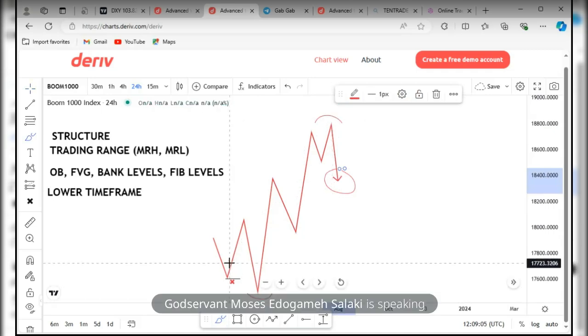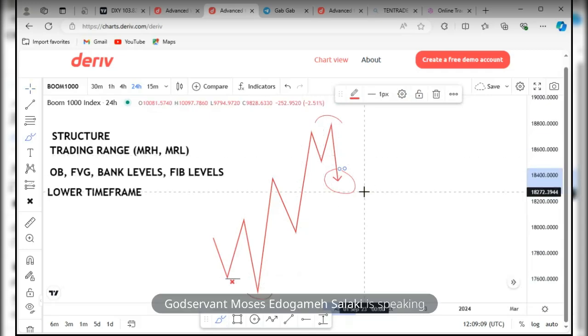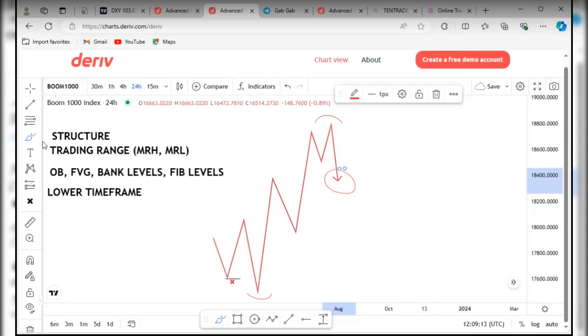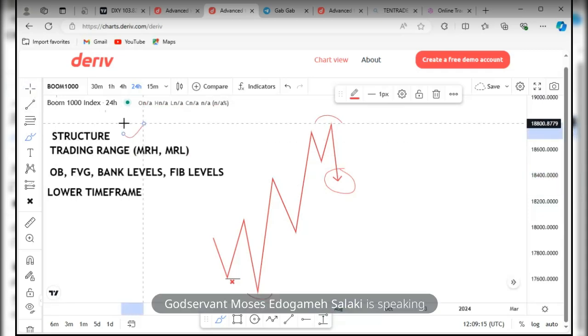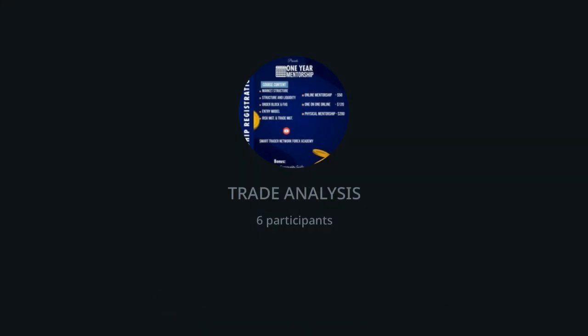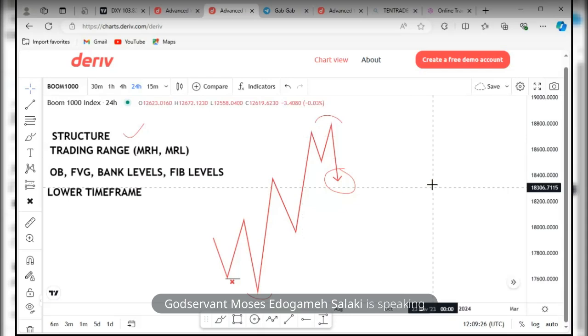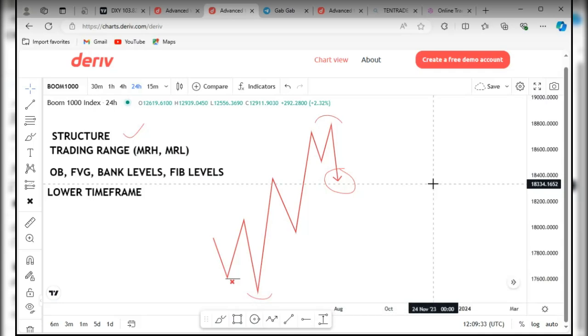So the ability to spot this on higher time frame is what will give you a valid structure. If you cannot identify the structure on a higher time frame, you are most likely going to be wrong. So if you have this identified on the highest time frame, whether it's weekly, monthly, you just want to know what's the overall order flow of the market.